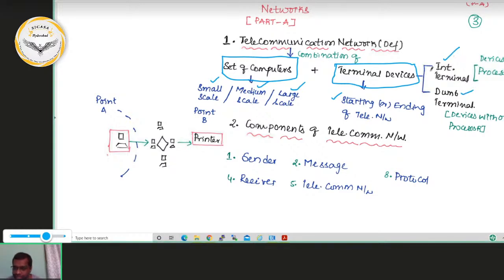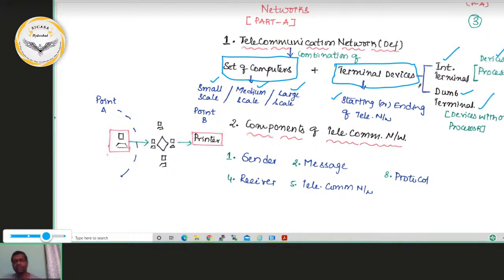So what do you mean by intelligent terminal? Any device which consists of a processor. We studied the definition of a processor. So what do you mean by processor? It is nothing but a hardware unit which executes an instruction. So if a device consists of a processor, it is called an intelligent terminal. If a device does not have a processor, then it is called a dumb terminal.